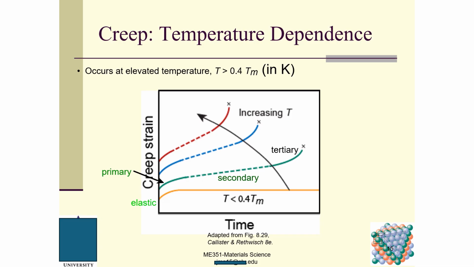So you can see here this is the time. So here is the primary. Okay, so each of these curves has three stages: primary, secondary, and tertiary. And so here is elastic. Right, so here the creep strain. You can see as it goes, with increasing temperature, we have a higher creep strain. Questions so far?